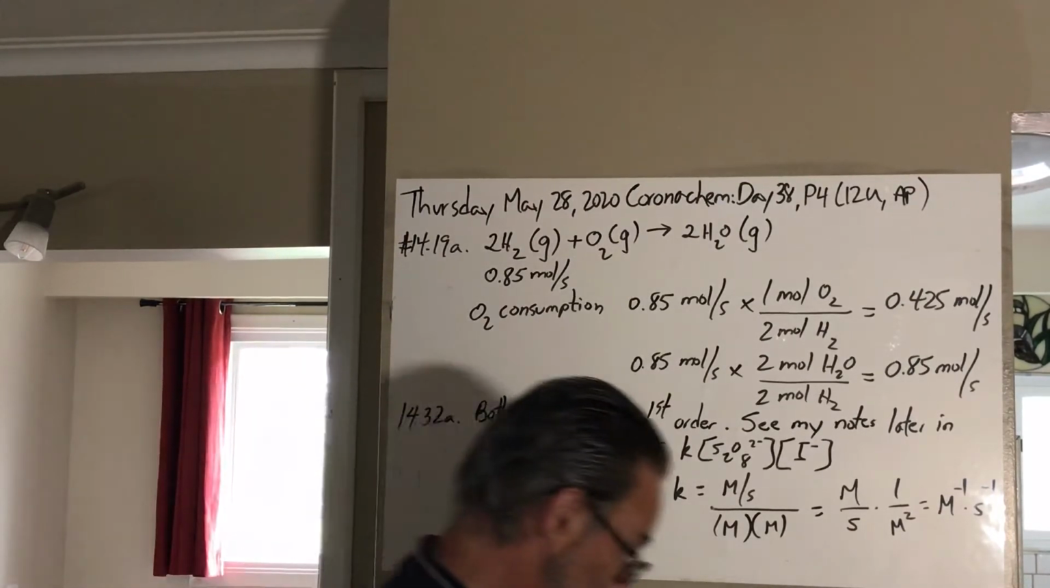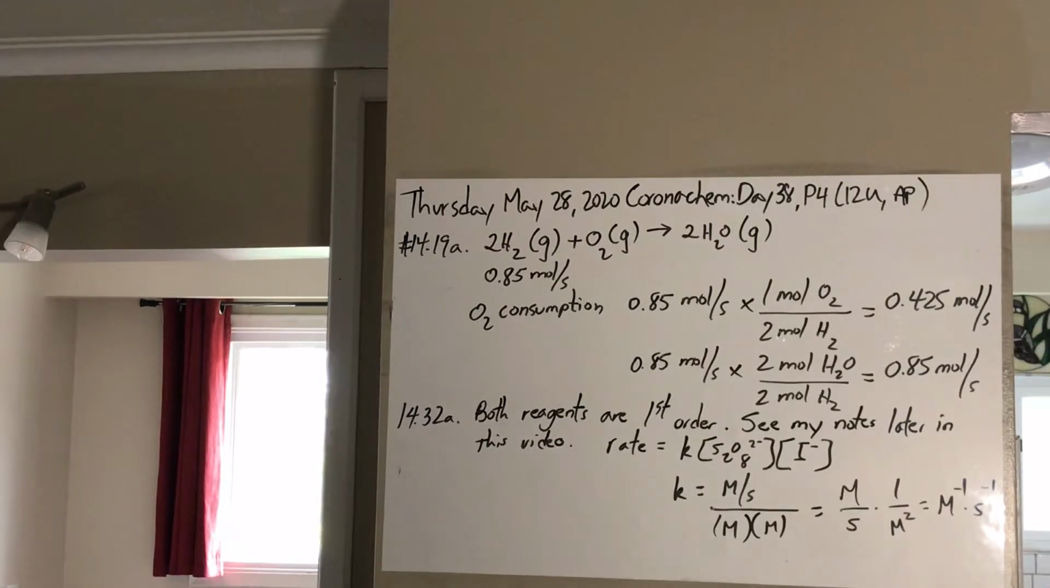In question 1432A, it asks, consider the reaction of peroxydisulfate ion with iodide ion. The stoichiometry is 1 mole peroxydisulfate and 3 moles of iodide produces 2 moles of sulfate and 1 mole of the triiodide ion. Gives you a bunch of data. I only asked you to do A, determine the rate law. This one was a little bit tricky because it had 150% rate increases, but it's actually straightforward. It's first order in both.